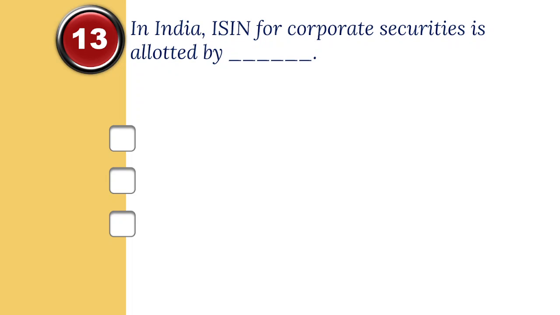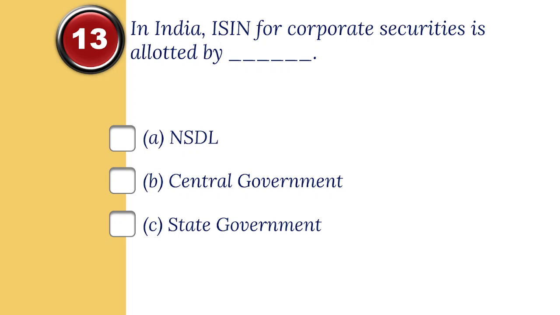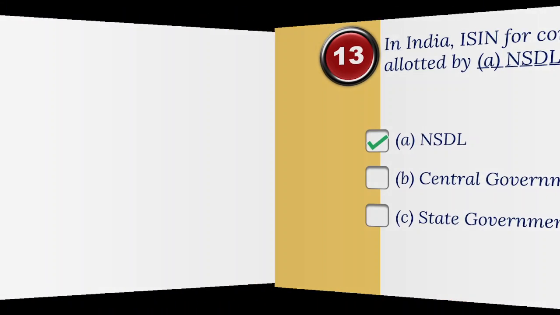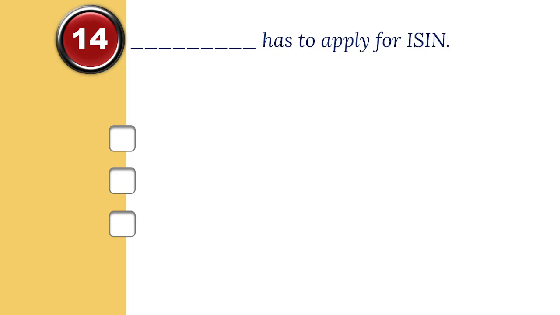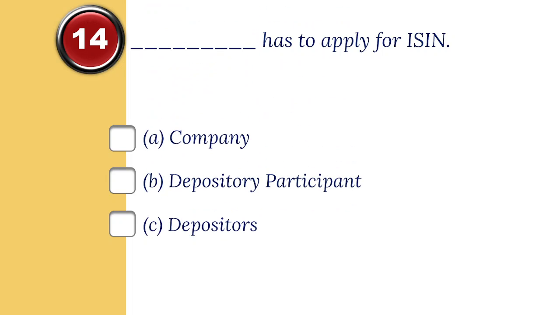13. In India, ISIN for corporate securities is allotted by dash. The options are A. NSDL, B. Central government, C. State government. And the correct option is A. NSDL. 14. Dash has to apply for ISIN. The options are A. Company, B. Depository participant, C. Depositors. And the correct option is A. Company.